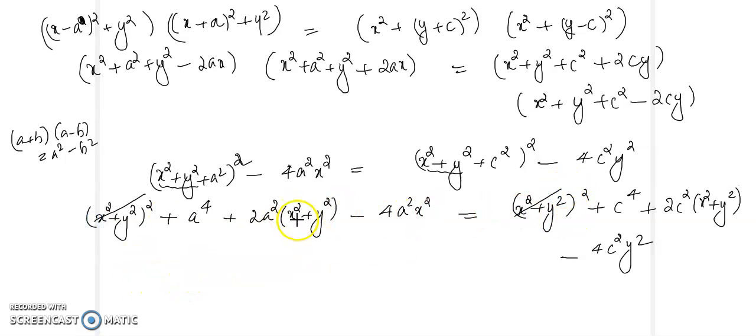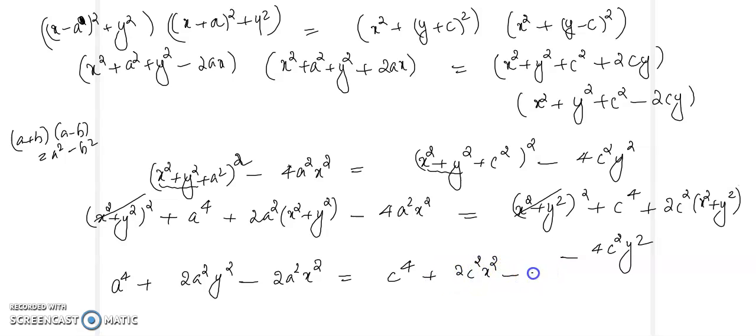Here x square. Okay, let me take now the coefficients of x square and y square. Let me simplify this. So a raised to 4 plus here 2a square x square and here minus 4a square x square. So you get 2a square y square minus 2a square x square, that will be equal to c raised to 4. Now here 2c square y square cancels. Then 2c square x square minus 2c square y square will come.